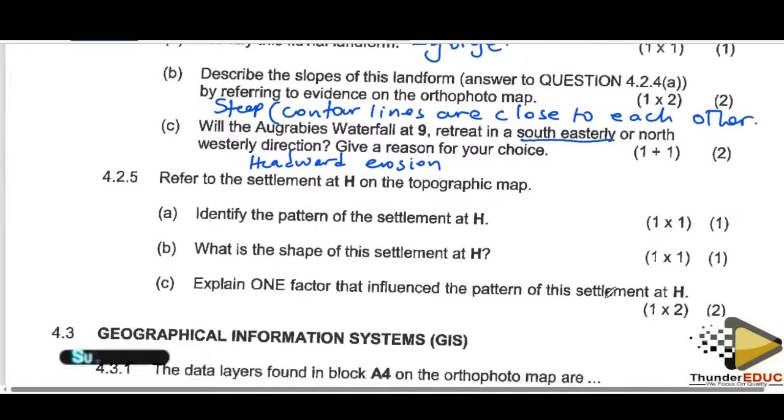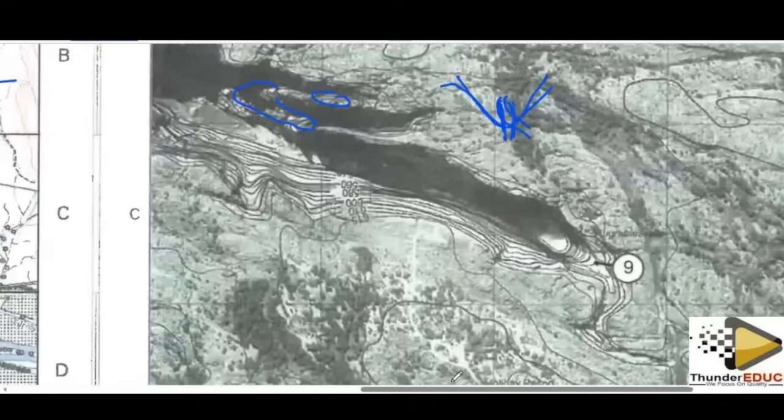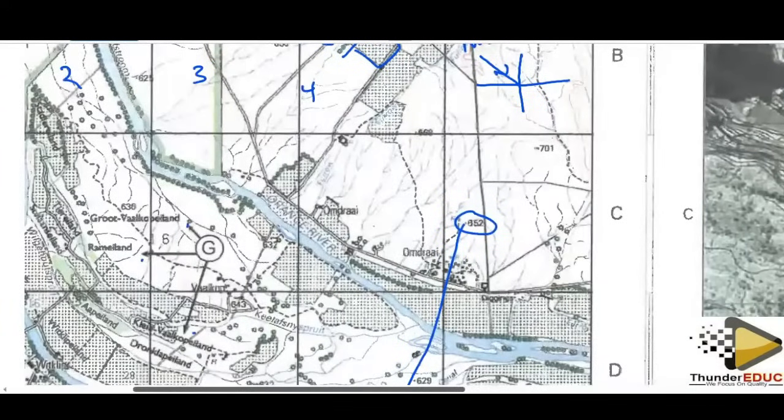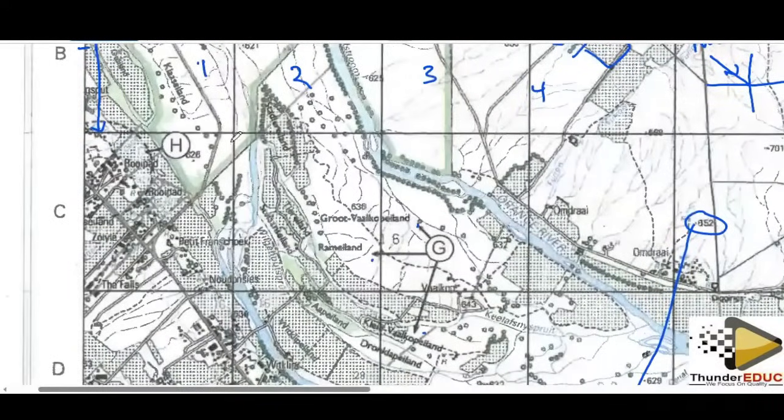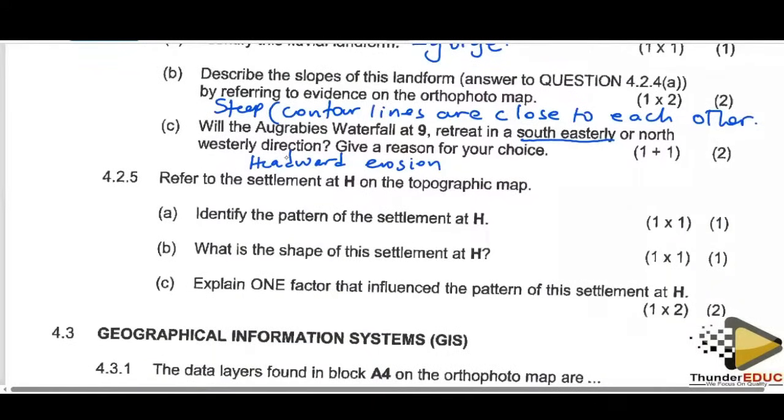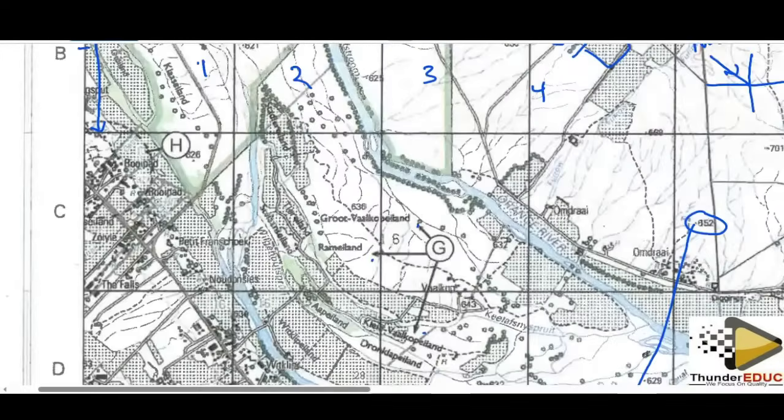All right, let's go to question 4.2.5. They say refer to settlement H on the topographic map. Let's check settlement H on the topographic map here. Okay, this is our settlement H here. The first question says, identify the pattern of the settlement at H. As we know, we have two major patterns: clustered and dispersed.